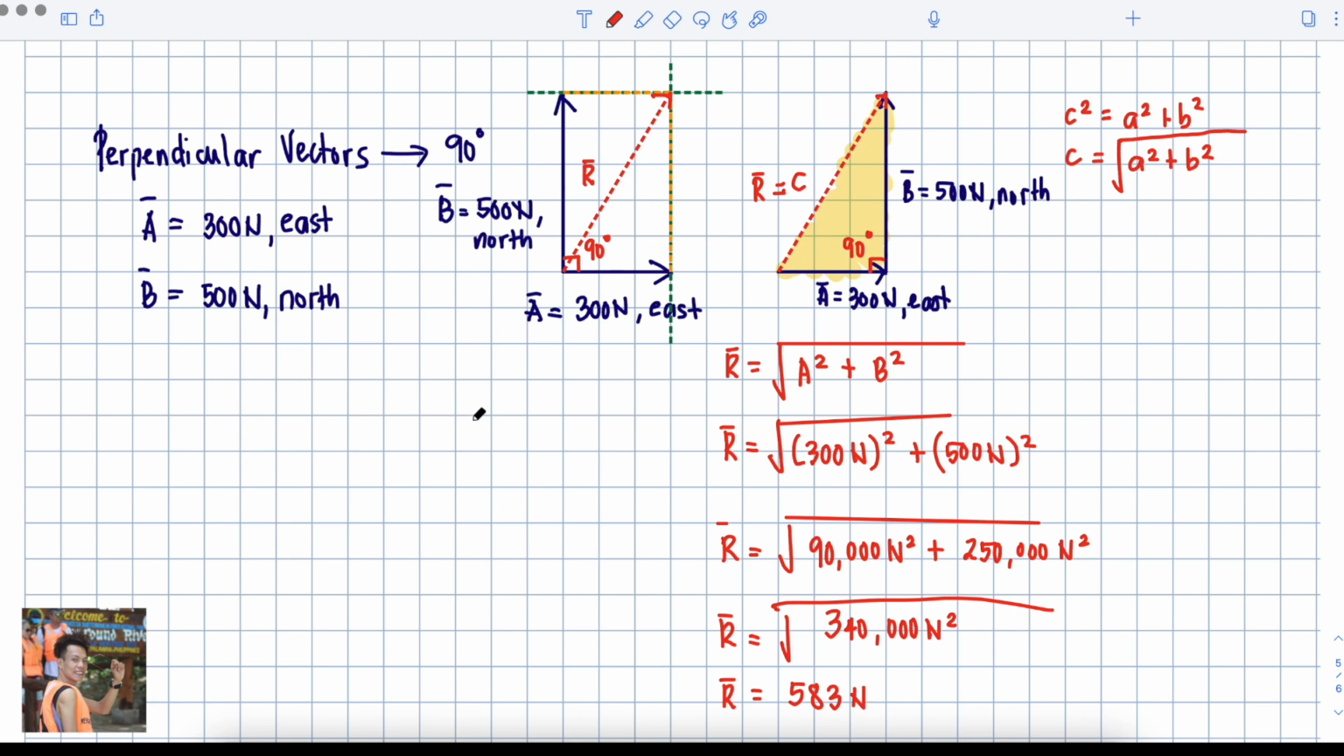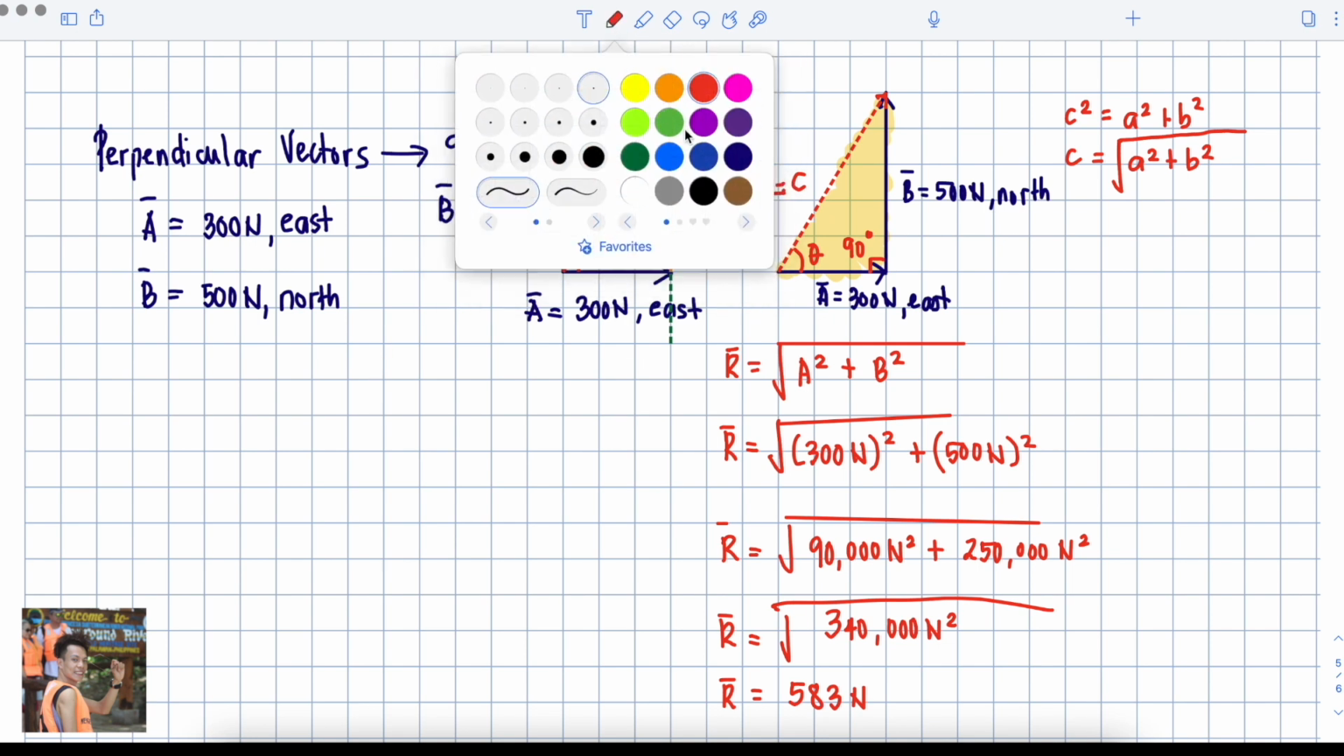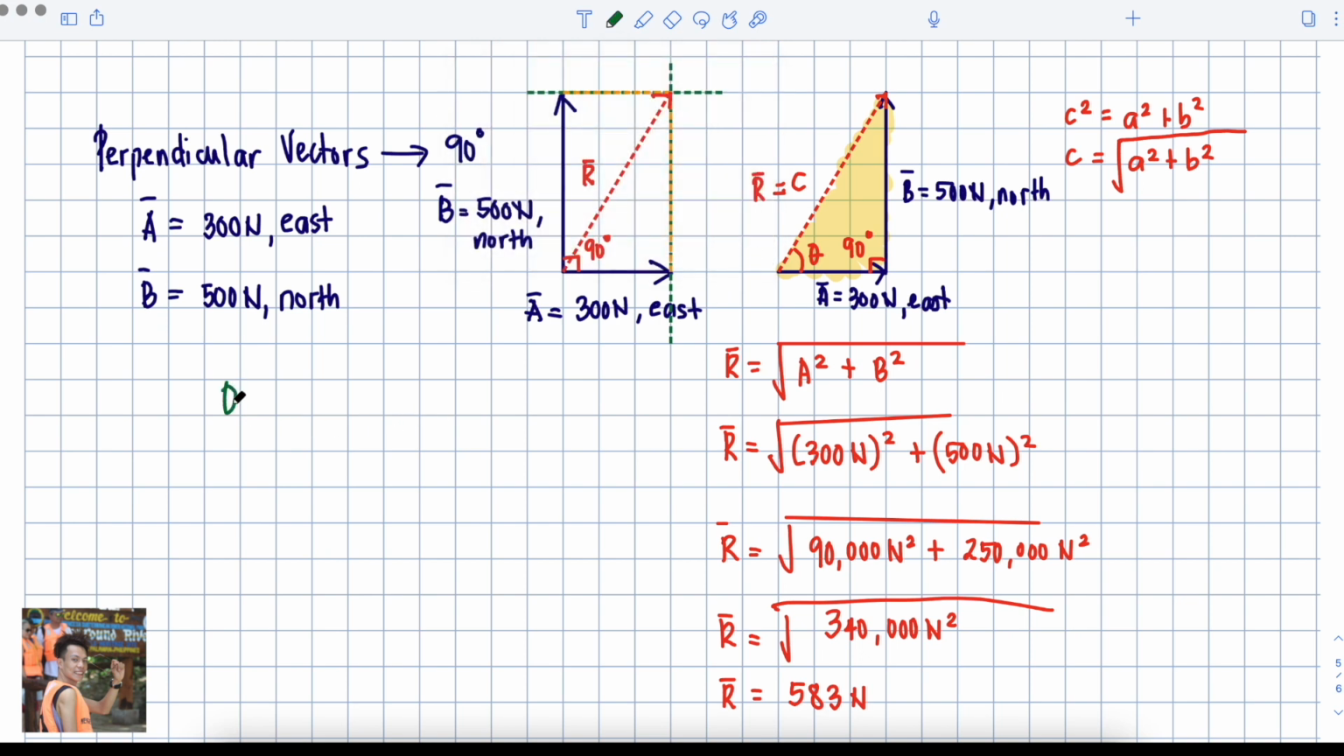The magnitude therefore of R is 583 newtons. Let's get the angle that the resultant creates with respect to the x-axis, and that is our theta x. Now, to get theta x, we could use tangent theta is equal to the opposite side over the adjacent side.